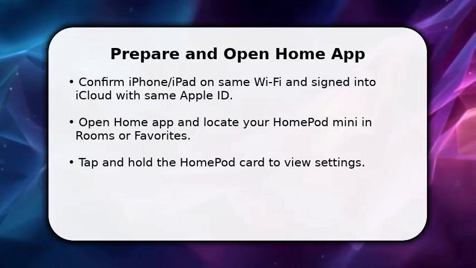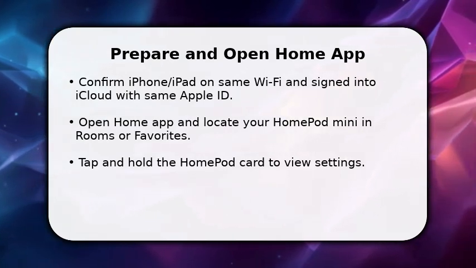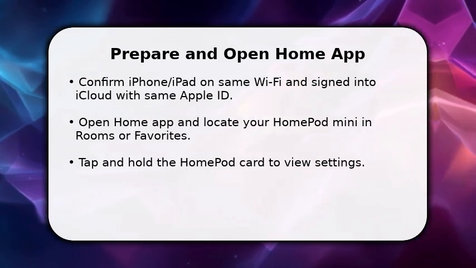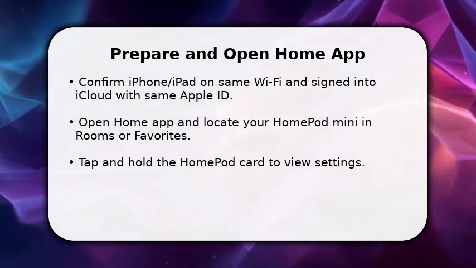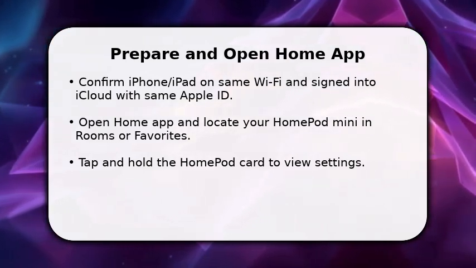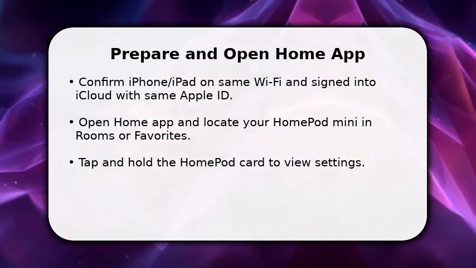You start by confirming your iPhone or iPad is on the same Wi-Fi and signed into iCloud. This ensures the Home app can communicate with the HomePod. Once done, open the Home app and find the HomePod Mini in Rooms or Favorites so you can access its controls. Next, tap and hold the HomePod card to open the details screen.